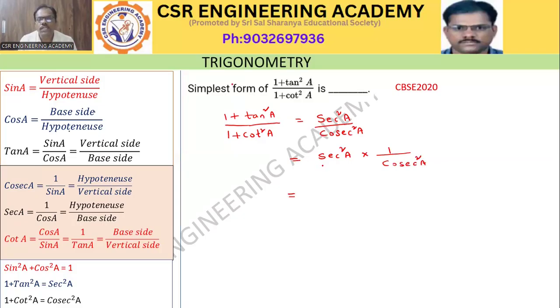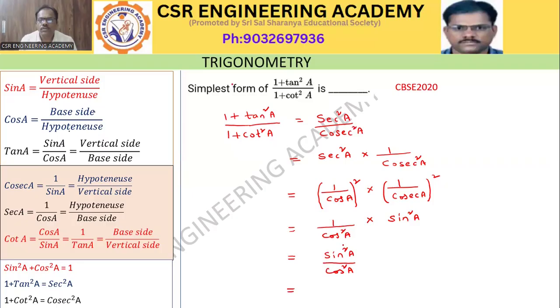Secant A is equal to 1 by cos A whole square, into 1 by cosecant A whole square. That is 1 by cos square A into 1 by cosecant A, that is sin A, sin square A. So sin square A by cos square A, that is tan square A.